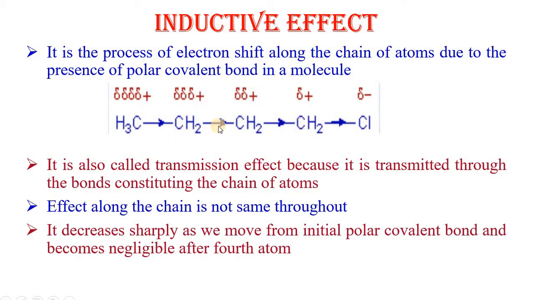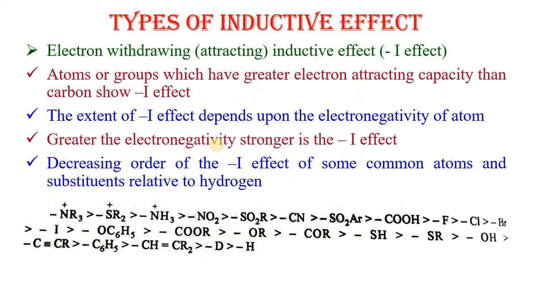This effect is also called transmission effect because it is transmitted from one carbon atom to another carbon atom, constituting the chain of atoms. The intensity of this effect is not the same throughout the chain. As you move away from the initial polar covalent bond, the strength of this effect decreases and becomes negligible after the fourth carbon atom. There are two types of inductive effect: electron withdrawing or electron attracting inductive effect, shown by -I sign.